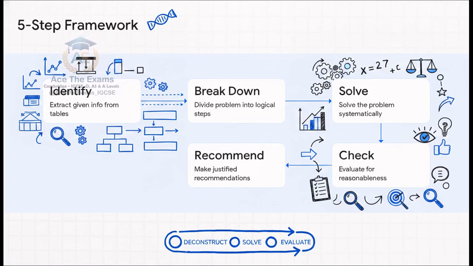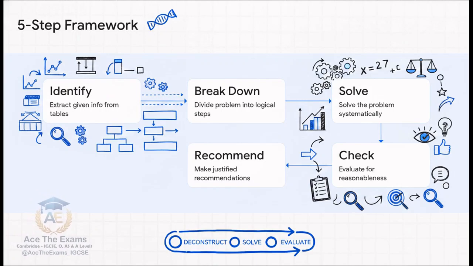Third, solve it systematically. Fourth, evaluate your evidence. Check for reasonableness, identify limitations or any assumptions made. And finally, step 5, make justified recommendations based on your findings. This deconstruct, solve, and evaluate methodology ensures complete analytical depth.